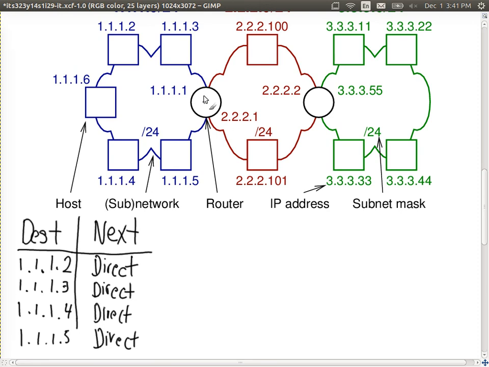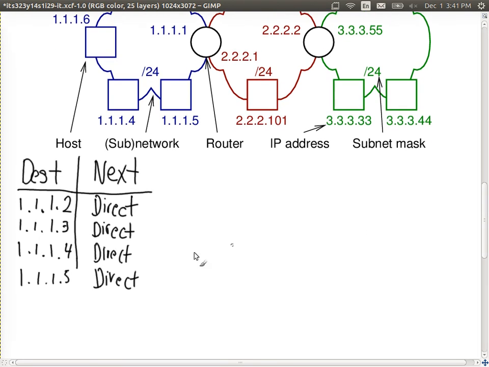And we could also include it potentially to 1.1.1.1. I may want to send to the router in some cases, so we should include that there as a possible destination. Don't write this one down. I'm going to delete it. What about, let's try some others.